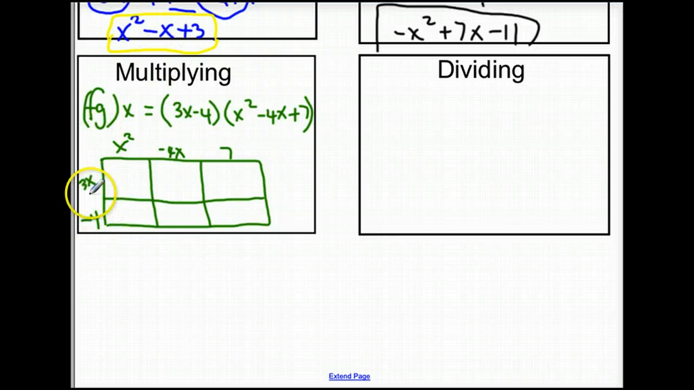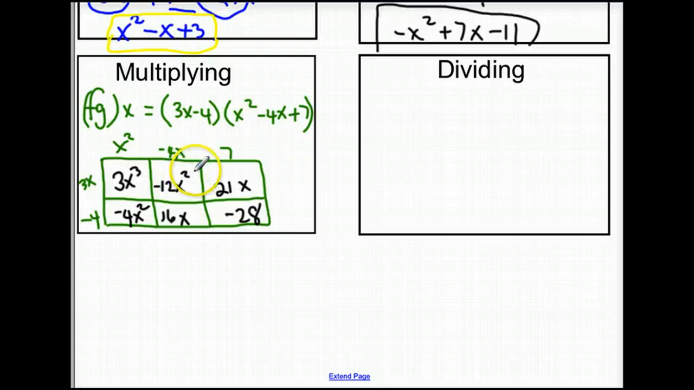So this becomes 3x cubed, 12x minus 12, a negative times a positive. 7 times 3 is 21x. Let's multiply this, becomes negative 4x squared. 4 times 4, negative times a negative is a positive 16x. 7 times negative 4 is negative 28.